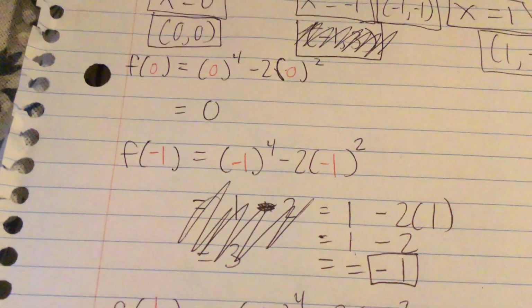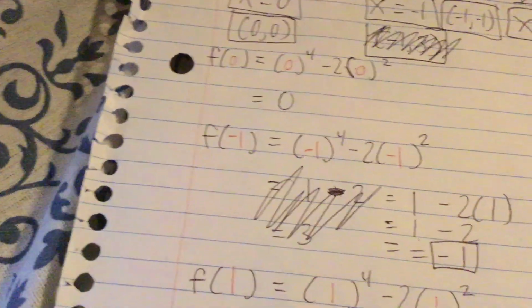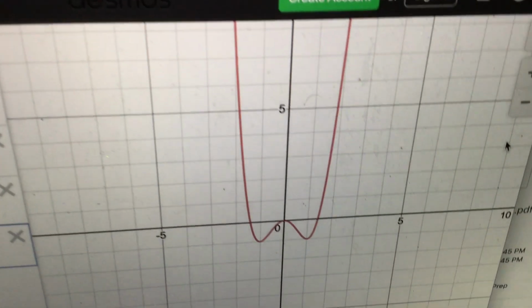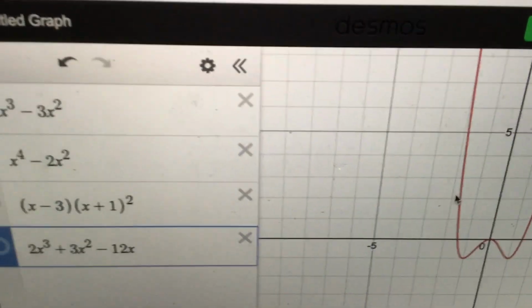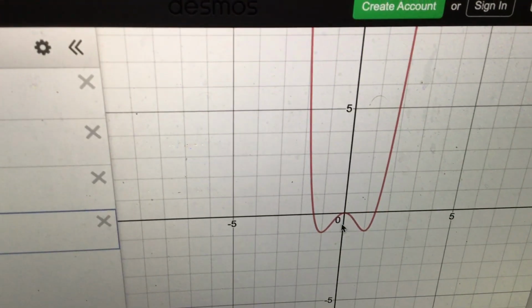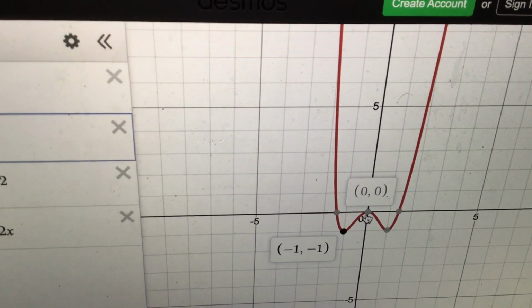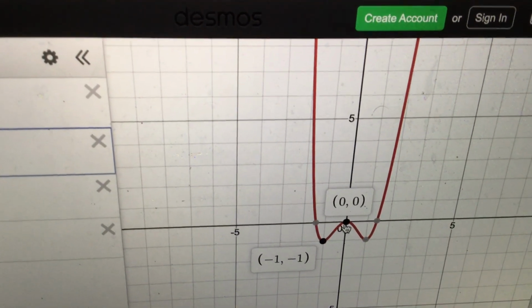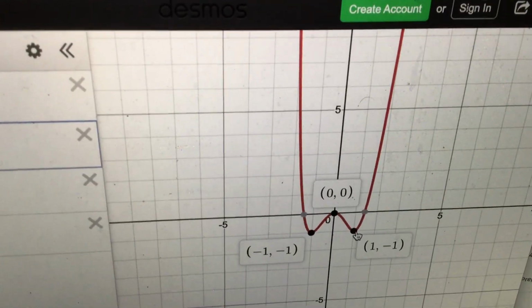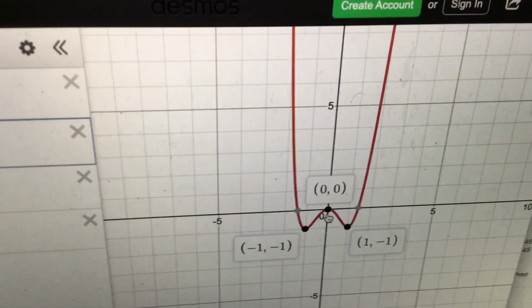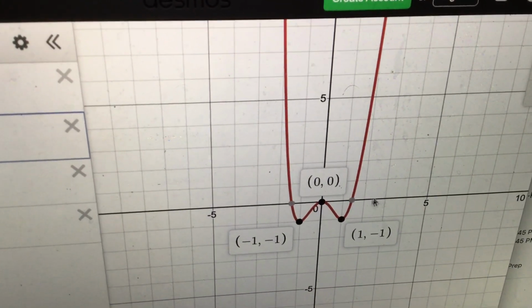Let's confirm with that graph. Look at this. So it's in the shape of a W. Look at that. That's an x to the 4th graph right there. Negative 1 is a low point. 0, 0 is a local maxima. And 1, negative 1 is a local minima. So 2 local minimas and 1 local maxima.